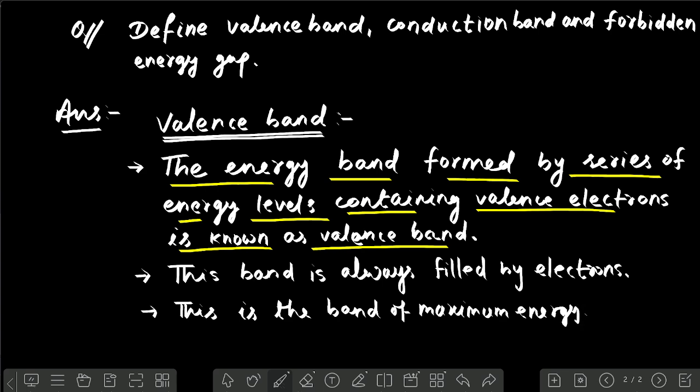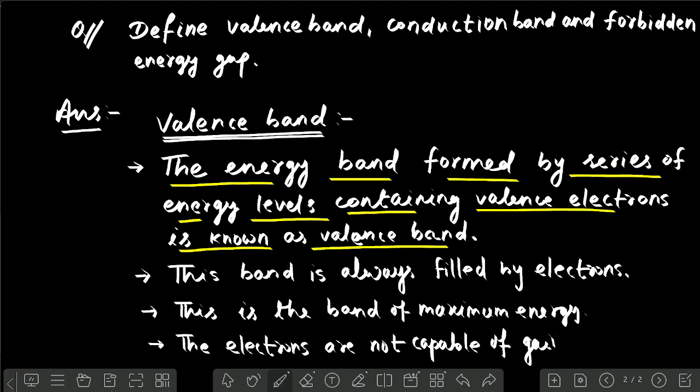Next, electrons are not capable of gaining energy from an external electric field. Write down here: external field.